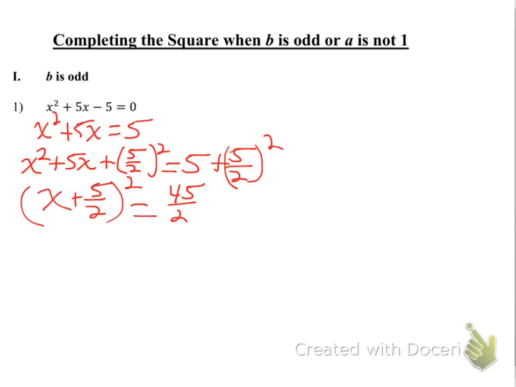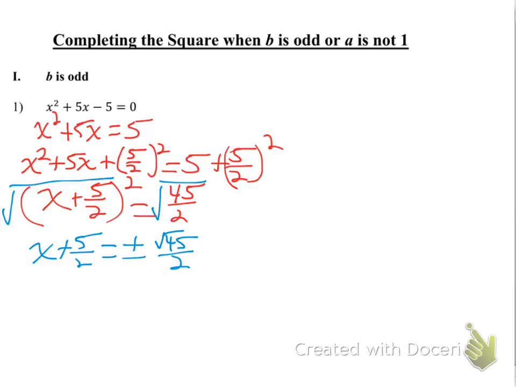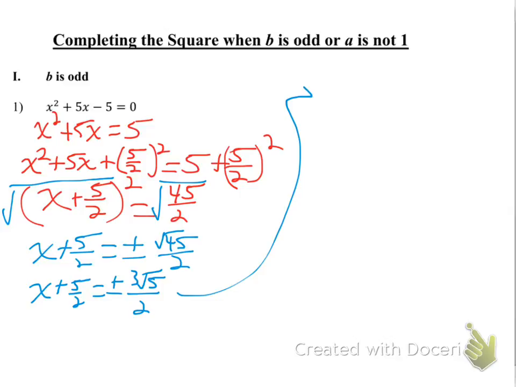So now we're ready to take the square root of each side. So you get x plus 5 halves equals plus or minus square root of 45 over 2. We can actually break down the square root of 45. That turns into 3 square root 5. So if we can simplify any square roots, we should. Now we're going to subtract 5 halves from each side. I'm going to write that over here.